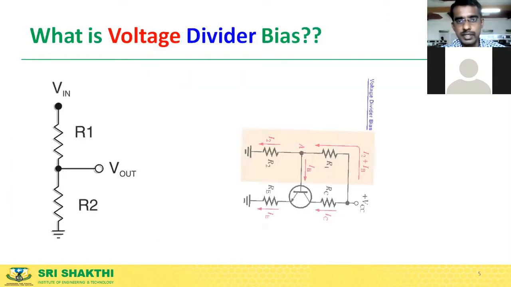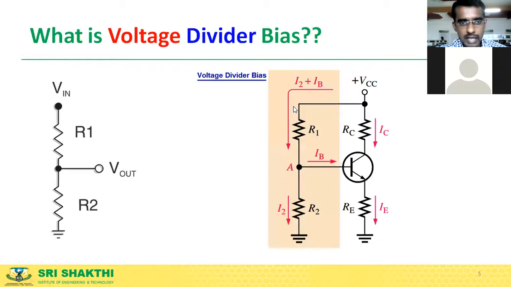This is the circuit I explained in the previous slide. In our circuit, this is how it will be. The two resistors are going to divide the voltage, and an appropriate voltage is going to go to the base of the transistor, right? That's the idea. So let's go into the actual circuit.